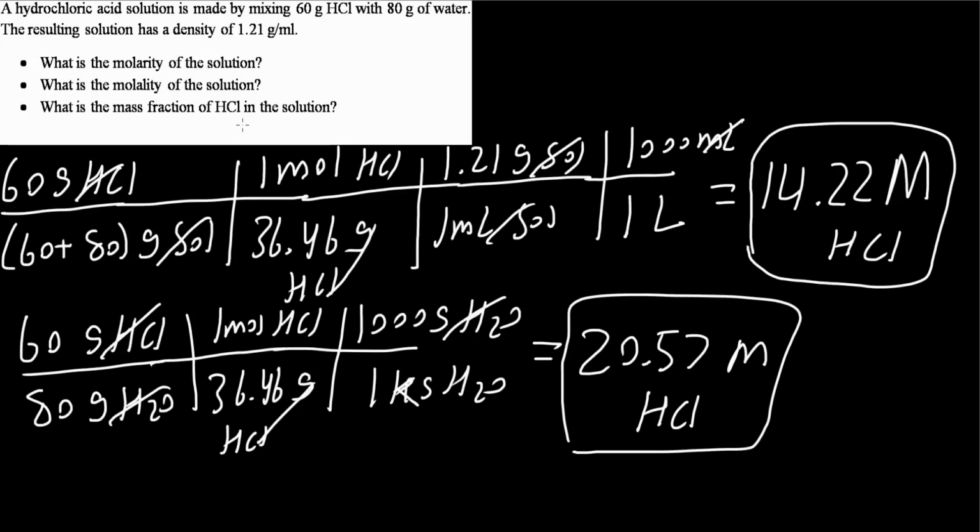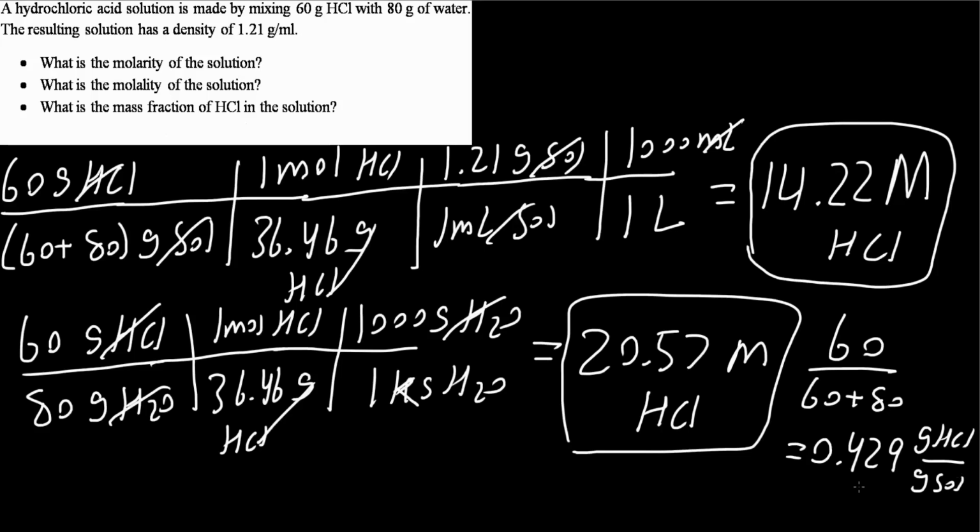Finally, we want to get the mass fraction of HCl. This is actually super easy. Mass fraction is going to be 60 grams divided by the mass of the solution, so 60 plus 80. We can do that right here: 60 divided by 60 plus 80 would give us 0.429 grams of HCl divided by grams of solution. This right here is the third and final answer. And that's all we need to do for these three problems.